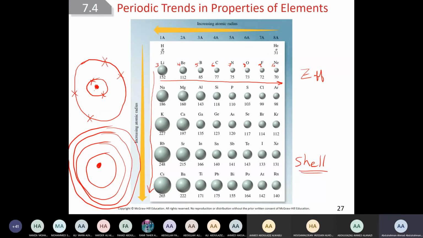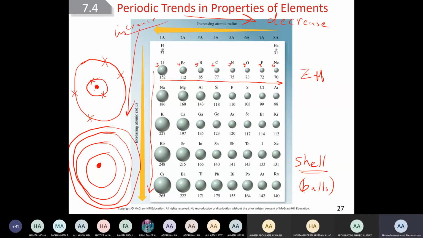This means more shells, I mean more balls, if you want. It's never used that way, but it's more balls. You are putting more and more electrons, and so the size increases this way. So generally, size decreases this way and increases this way.